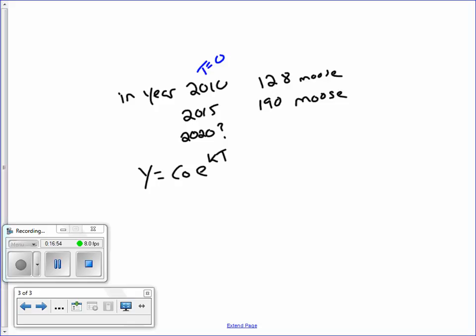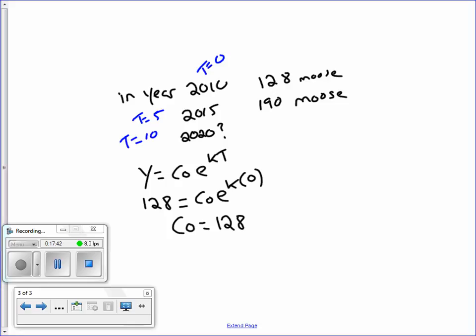At 2015, how many years later is that? 5 years later. And in 2020, that's 10 years later. Okay, so all I have to do is substitute in my values, each pair of values, to make a new equation. So let's do the first one. At time 0, I have 128 moose is equal to c sub 0 e to the k times 0. Oh, but good, time is 0. That makes life easy. What's c sub 0? 128, because e to the 0 is 1. So my constant c sub 0 is 128. Right, because at time 0, c sub 0 is the initial population.